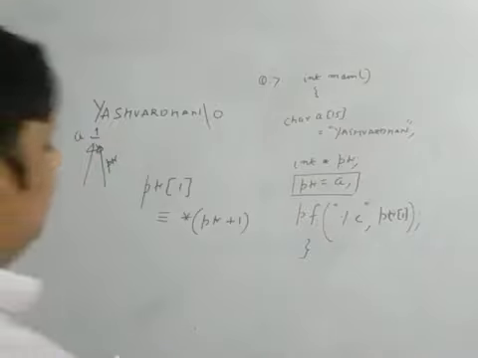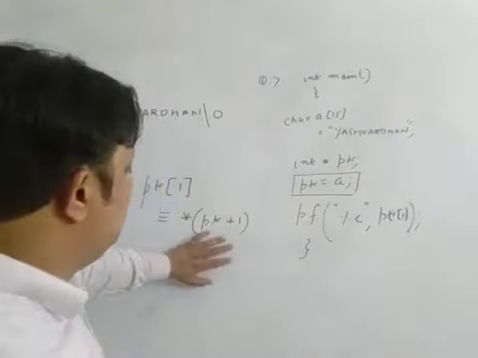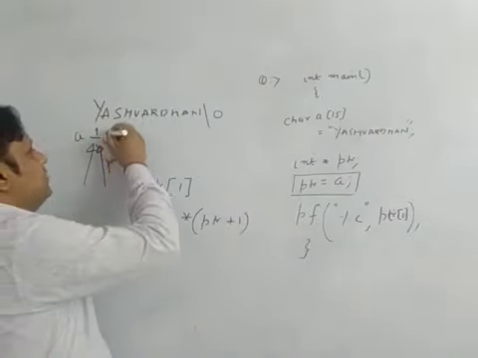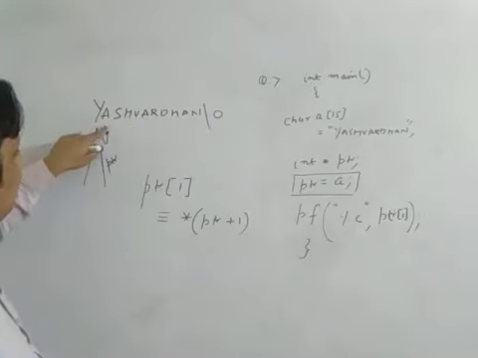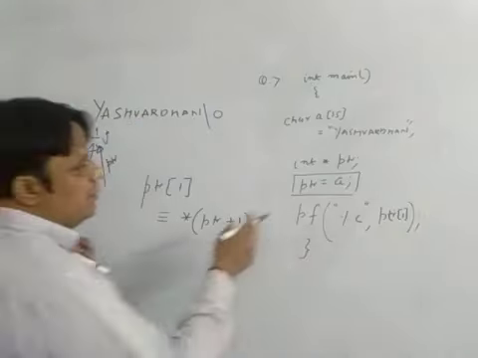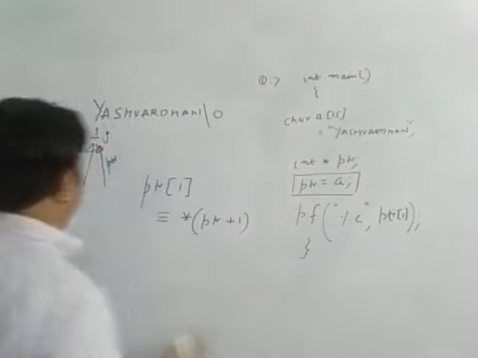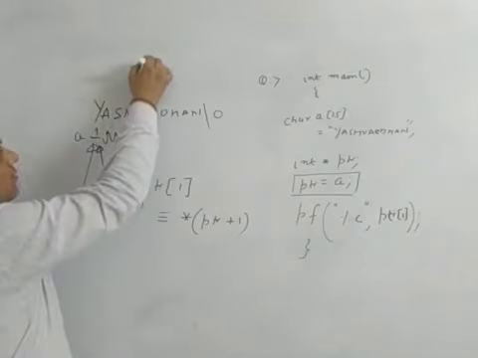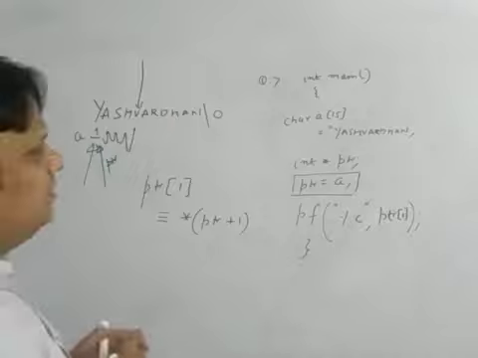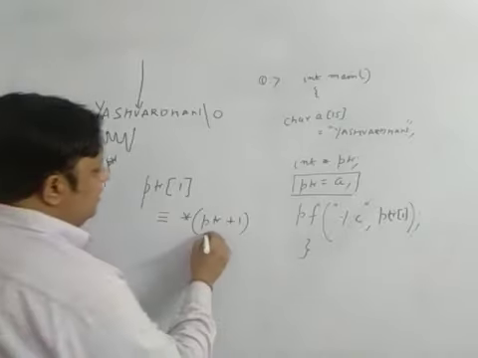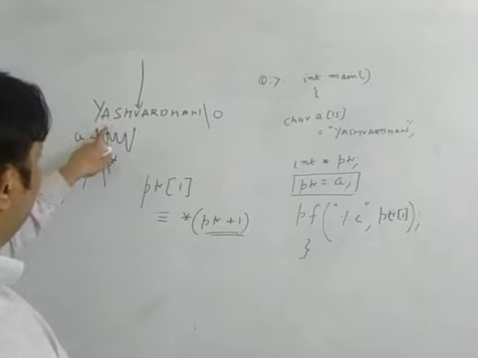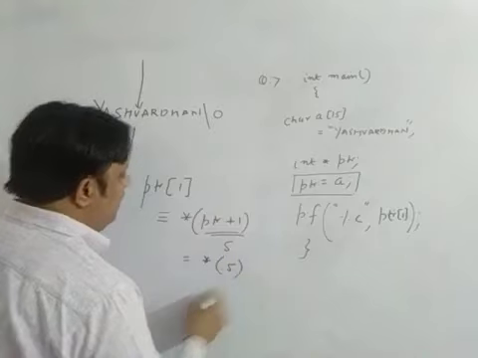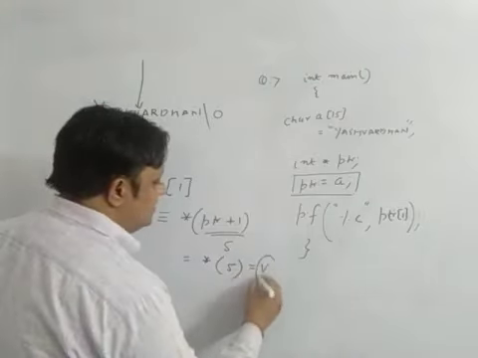Now when you do ptr plus 1, since ptr is a pointer of type int, it will not move to the next address. It will move 4 bytes, because int is of 4 bytes. So ptr plus 1 moves plus 1, plus 2, plus 3, plus 4. Now it points to the base address of the character V. So star of that address is V. Therefore the answer is V.